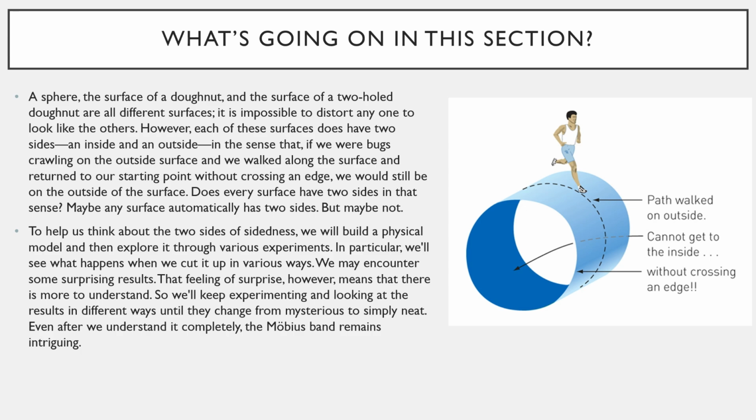In particular, we'll see what happens when we cut it up in various ways, and we may encounter some surprising results. Believe me, if you follow along with the directions in the textbook, you will have some very surprising results. That feeling of surprise, however, means that there is more to understand. So we'll keep experimenting and looking at results in different ways until they change from mysterious to simply neat. Even after we understand it completely, this first thing we'll talk about, the Mobius band, remains very, very intriguing.